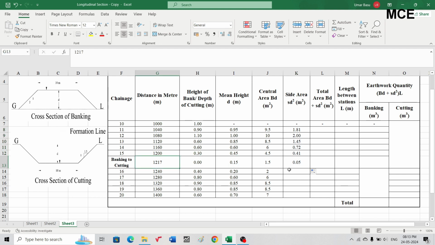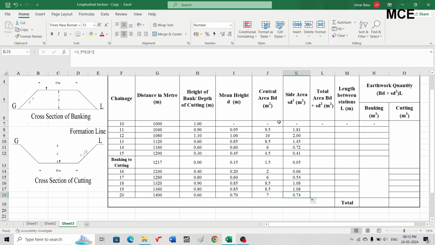Thereafter we have to calculate the side area of the cutting. For this the slope is 1.5, so write equal, then write 1.5, multiply it with the mean height, which is 0.2 square, and then press enter, and you will get the side area at this chainage 16, which is 0.06. Then select the 0.06 and drag it till the last row, because thereafter we have the road in cutting. And you will get the side area from chainage 16 to chainage 20.